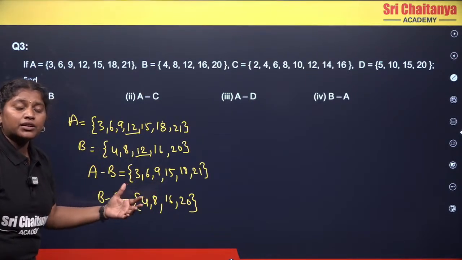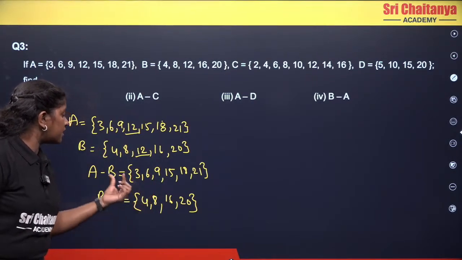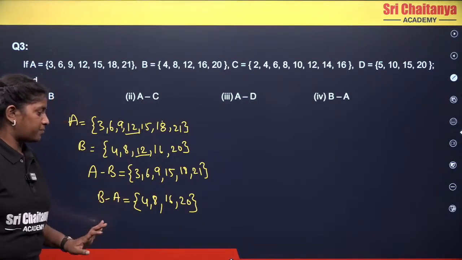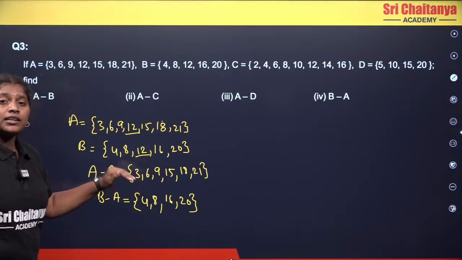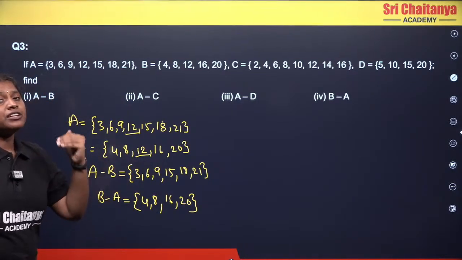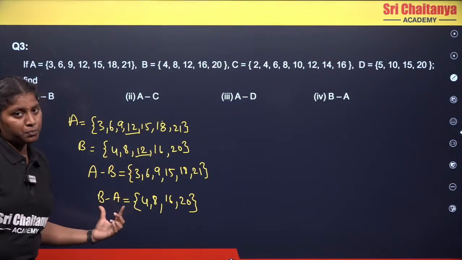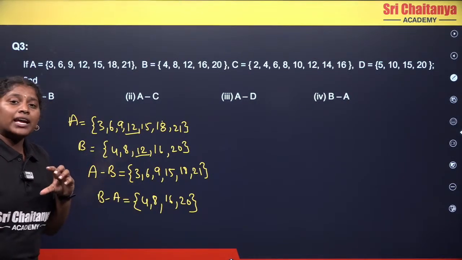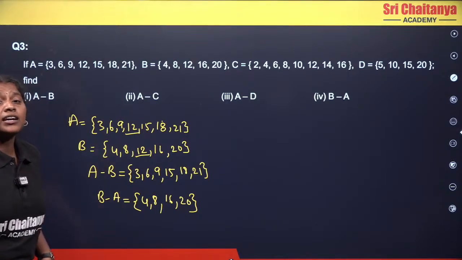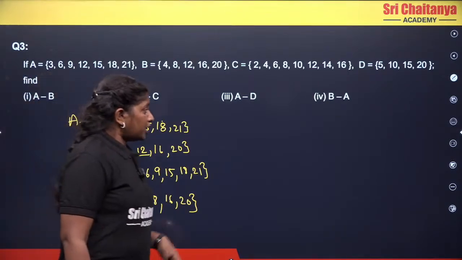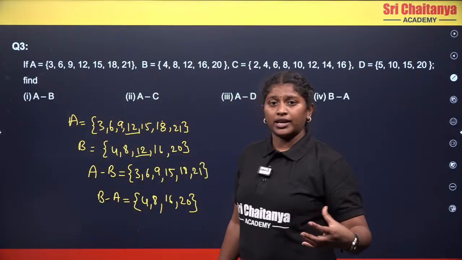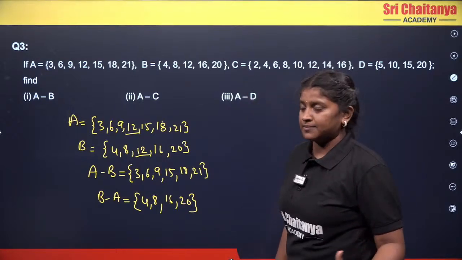If you observe here clearly, we are having different elements for our A minus B and B minus A. So that's the reason the order of taking the difference of two sets also plays a major role whenever we are solving problems. Why? Because our A minus B and B minus A are completely different, and we need to check in which order we are taking the sets.